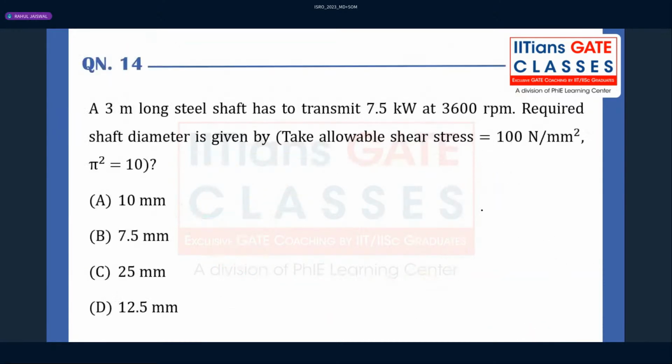Now, coming back to question number 14. Again, this question is from strength of materials. A very similar kind of problem we have discussed, and they are continuously asking regarding power transmission. Power is 2 pi NT by 60. The shaft is 3 meter long, we can convert to 3000 mm. It is transmitting a power of 7500 watt at 3600 rpm. What is the required diameter of the shaft, having an allowable shear stress of 100 megapascal? Pi square, they have taken to be 10.